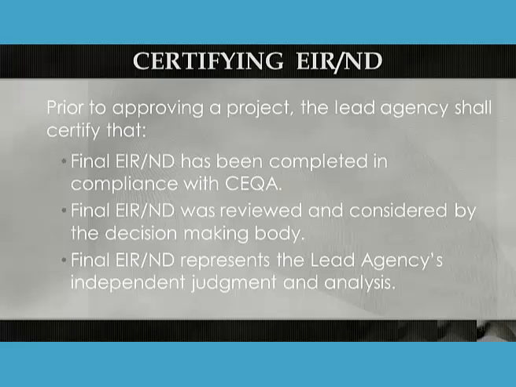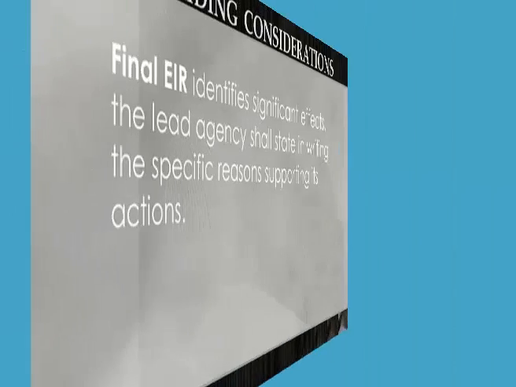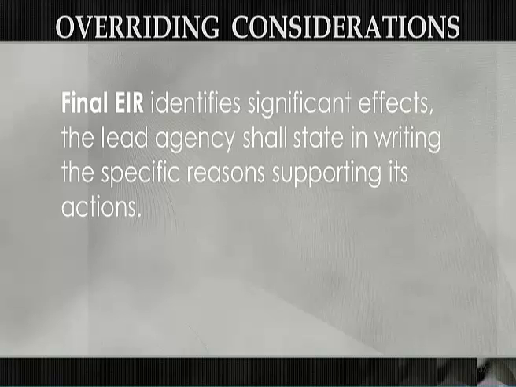And then a similar process occurs to certify an EIR. Again, prior to approving the project, the lead agency certifies that the EIR has been completed in compliance with CEQA, that it was reviewed and considered by the decision-making body, and that it represents the lead agency's independent judgment. The additional requirement for an EIR is to include what's called a statement of overriding considerations, and that's where the final EIR identifies these significant effects, and the lead agency states in writing why this project needs to be approved despite its negative impact on the environment.